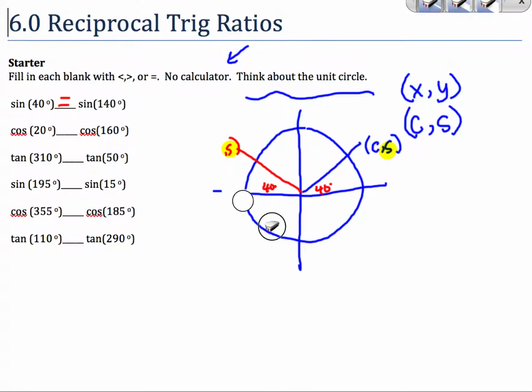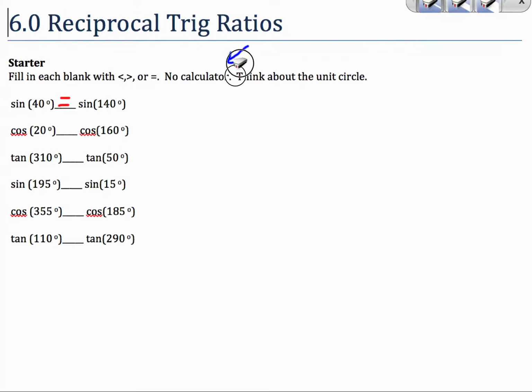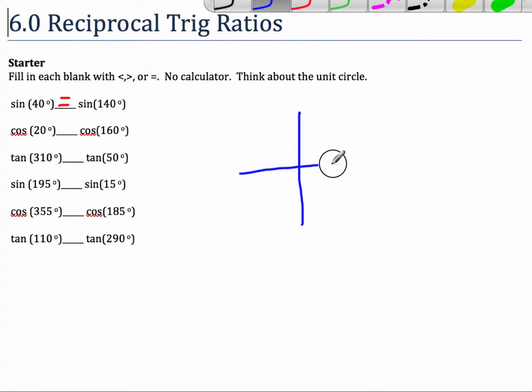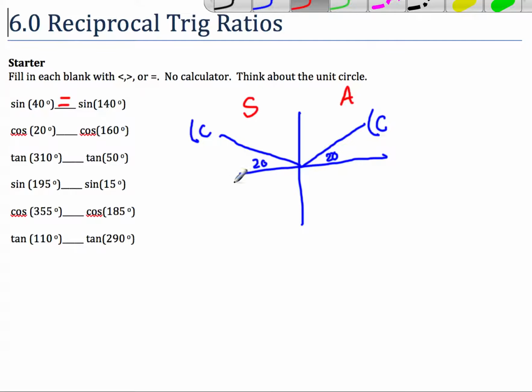So go ahead and give the rest of them a shot here, and I'll work through them slowly, well, kind of slowly, and you can check in. So cosine of 20, so 20 degrees is here. The cosine is your x value, so we're looking at a positive value. Cosine of 160, reference angle here is 20 degrees, but in this direction our cosine is negative. Remember, all students, the only thing positive in this quadrant is sine, and we're dealing with cosine, which is the negative x direction, so therefore the cosine of 20 is going to be larger than the cosine of 160.